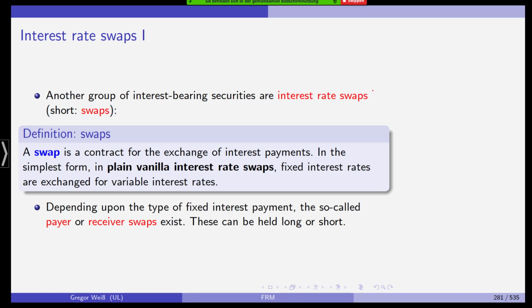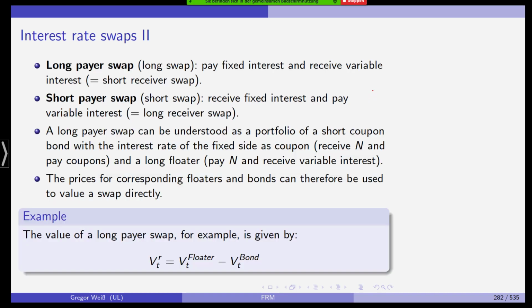Now, another group of interest-bearing securities are interest rate swaps, or just in short, swaps. A swap contract is a financial contract in which we exchange interest payments, usually variable, for fixed. And in the simplest form, in a so-called plain vanilla interest rate swap, we are exchanging fixed interest rates for variable interest rates. And depending upon the type of fixed interest payment, the so-called payer or receiver swaps exist. And they can again also be held long or short.